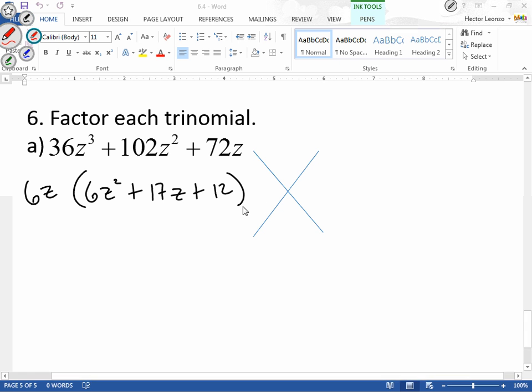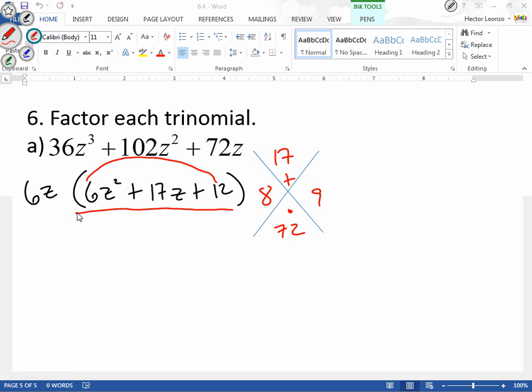So I'm looking for two numbers that when I multiply them equal 72. Remember, I'm just focusing on the parentheses. But when I add my numbers, they equal 17. I'm thinking of 8 and 9. That's how I'm going to split my middle term. Once again, I'm just focused on the parentheses now. So I have 6z squared plus 8z plus 9z plus 12.